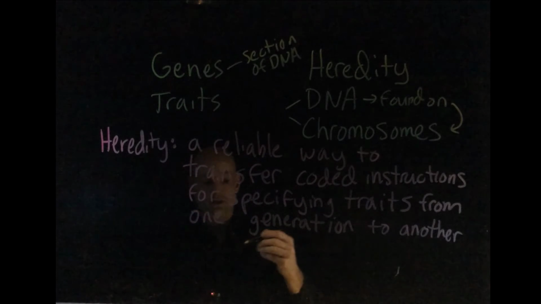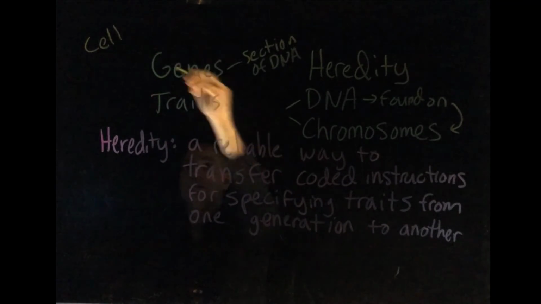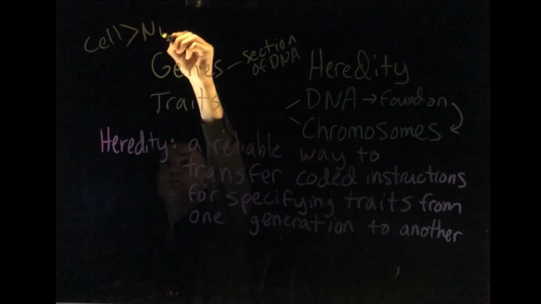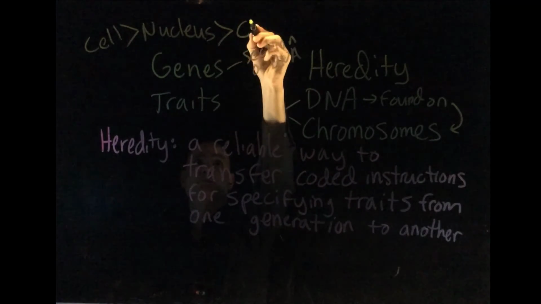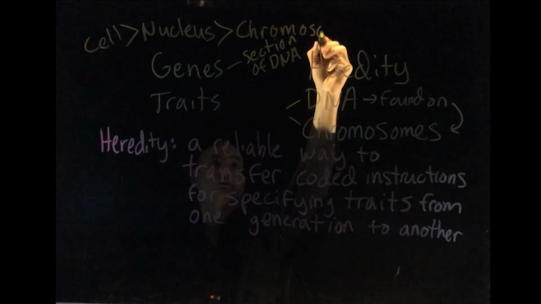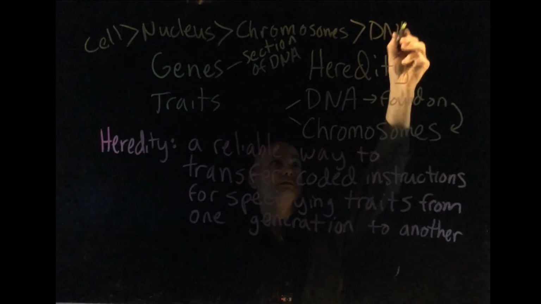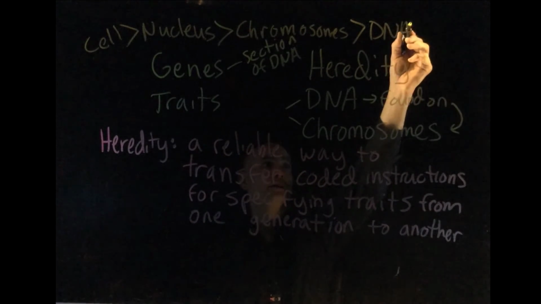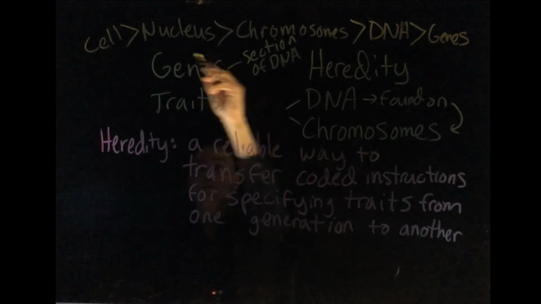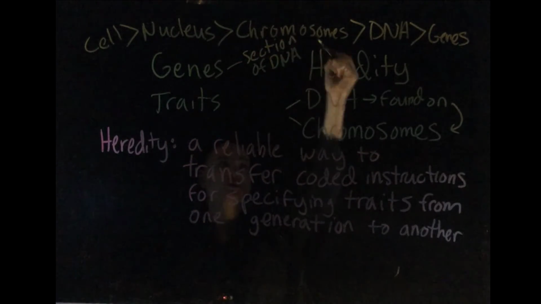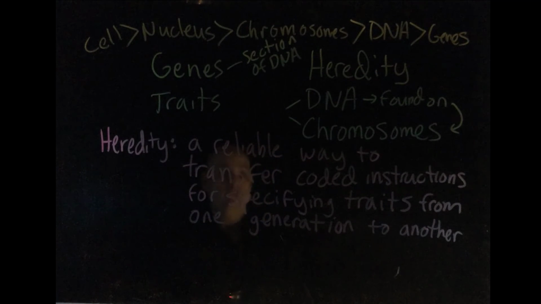So if I were to say cell, where does the cell fit in? The cell is going to be bigger than the nucleus. And the nucleus is going to contain chromosomes, so that's bigger than that. And then the chromosomes contain the DNA, and sections of DNA are called genes. So we have cells the biggest, then nucleus, chromosomes, DNA, and then genes. And so that's how those things all fit together.